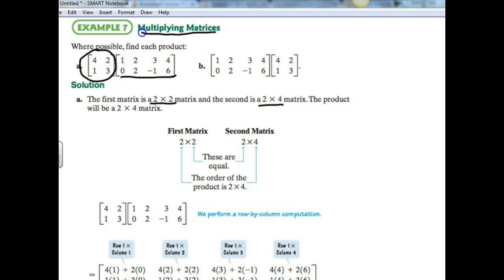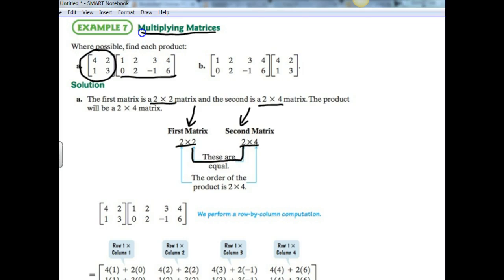Now, I want you to look down here because this is what you have to do, whether you do it in your head or you write it out. The first matrix was a 2 by 2. The second matrix was a 2 by 4. In order to multiply matrices together, the inside dimensions have to match, as you can see here. If they don't, then they cannot be multiplied together. So the inside dimensions must match.